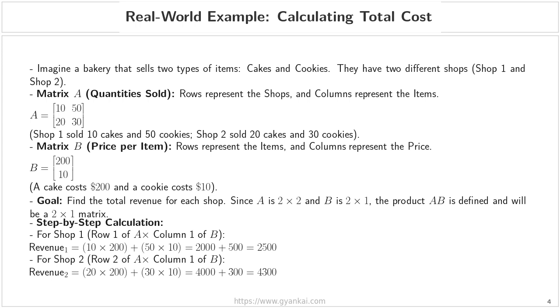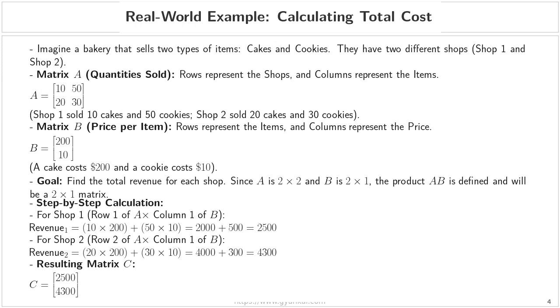Similarly, for Shop 2, we take the second row of matrix A and multiply it by the first column of matrix B. We calculate 20 times 200 plus 30 times 10. This equals 4,000 plus 300, giving us a total of $4,300. Finally, we place these results into our resulting matrix. See, this is a 2x1 matrix, where the first element is 2,500, and the second element is 4,300.